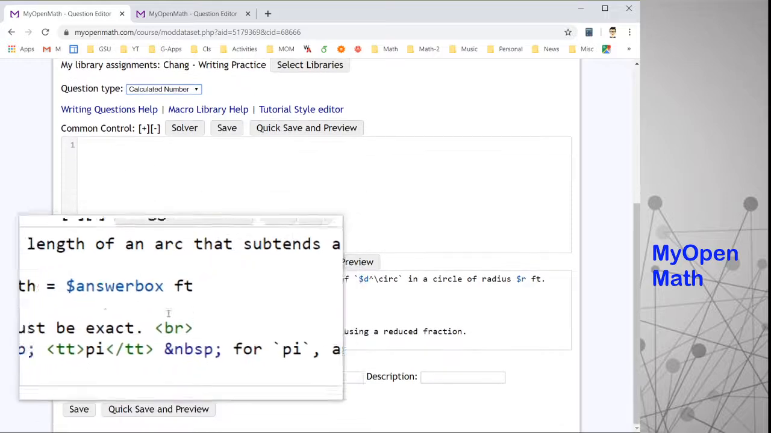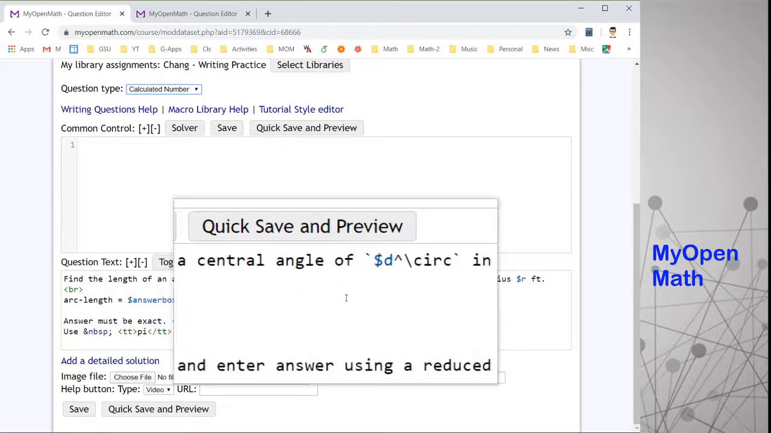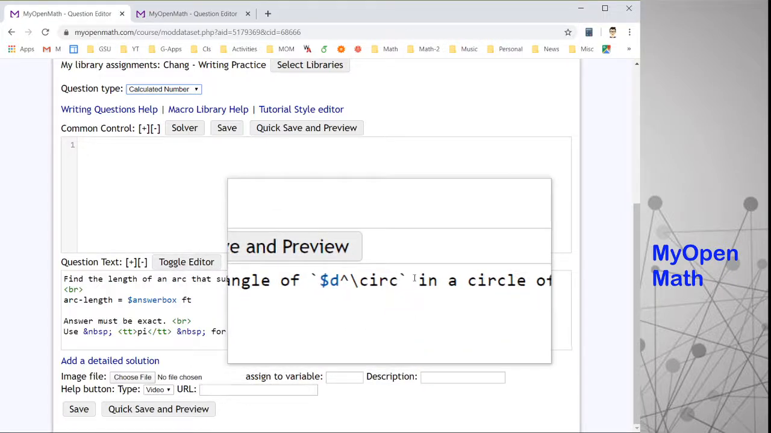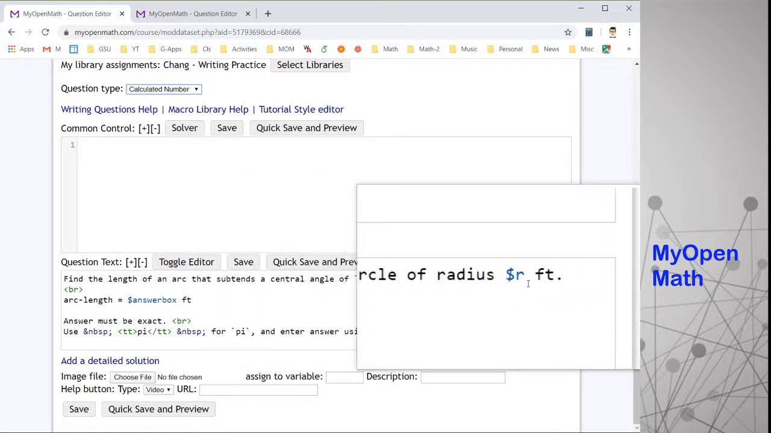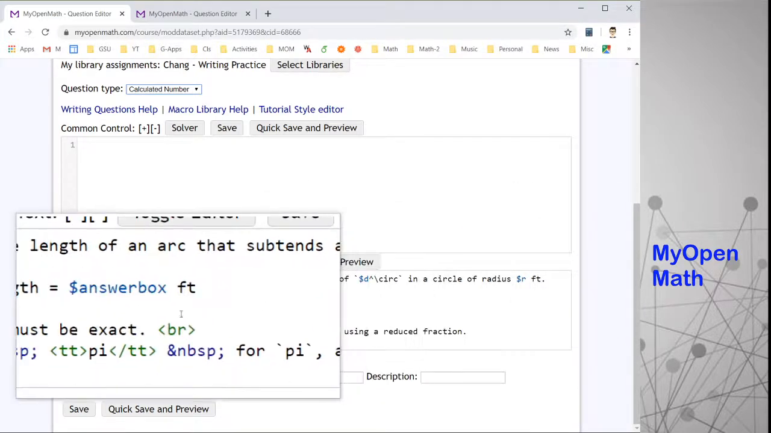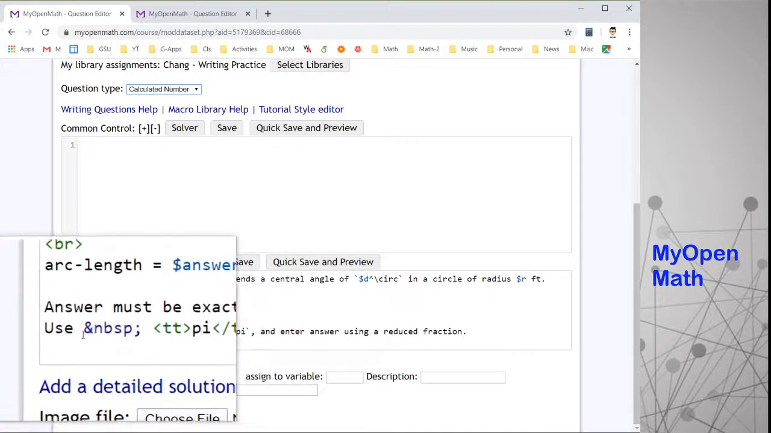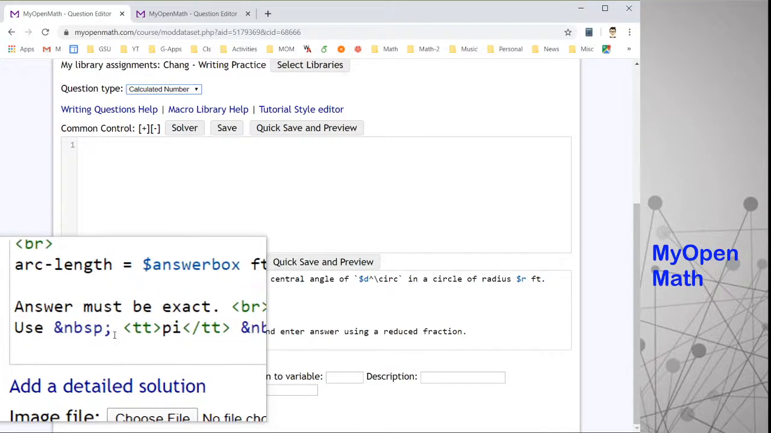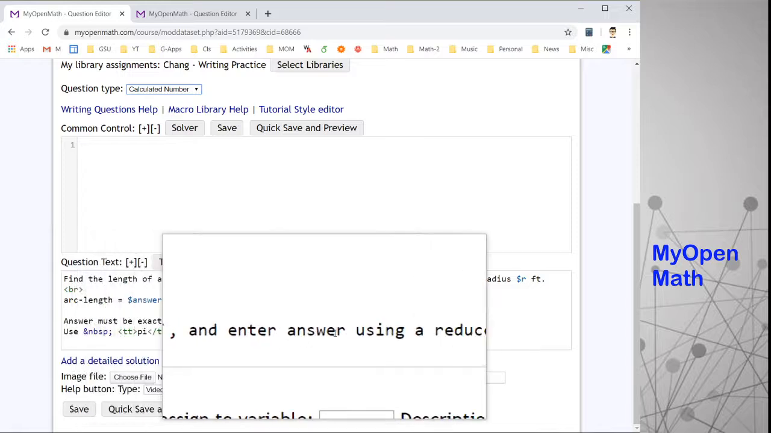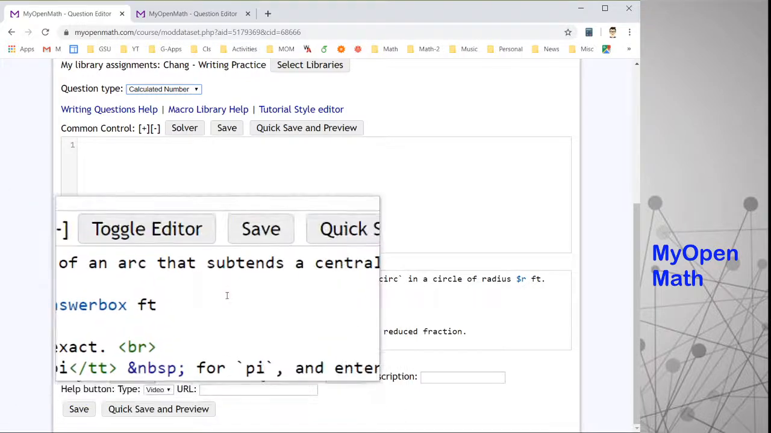we can do this exact number form. So here is the question part. Find the length of an arc that subtends a central angle of D degrees in a circle of radius r feet. That's all defined in the common control area later. And here's the answer box. The answer must be exact. And here's a little space command for HTML. And here's the instruction for how to enter pi into the answer form. So that's the question mode.